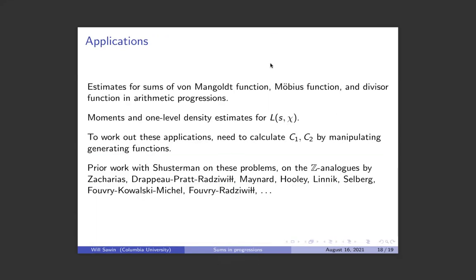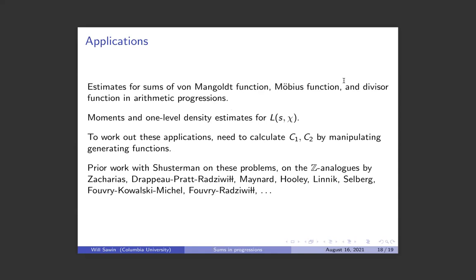So let me say something about how I can apply this. I certainly don't have time to state all the applications. But you can get from this estimates for sums of the main arithmetic functions of interest, the von Mangoldt function, the Mobius function, the divisor function in arithmetic progressions. And they're roughly similar to the estimate I showed you for von Mangoldt. Using the divisor function estimates, you can get some kind of moment estimates for the Dirichlet L-functions L(s, chi). Using the von Mangoldt estimates, you can get one-level density estimates for the Dirichlet L-functions L(s, chi).